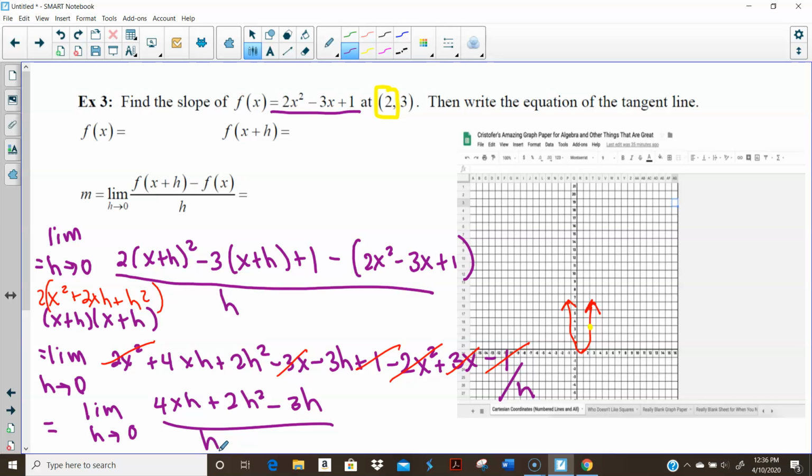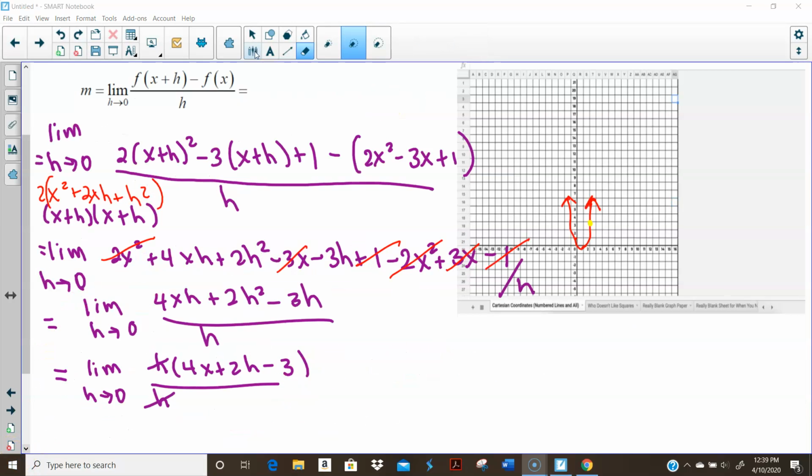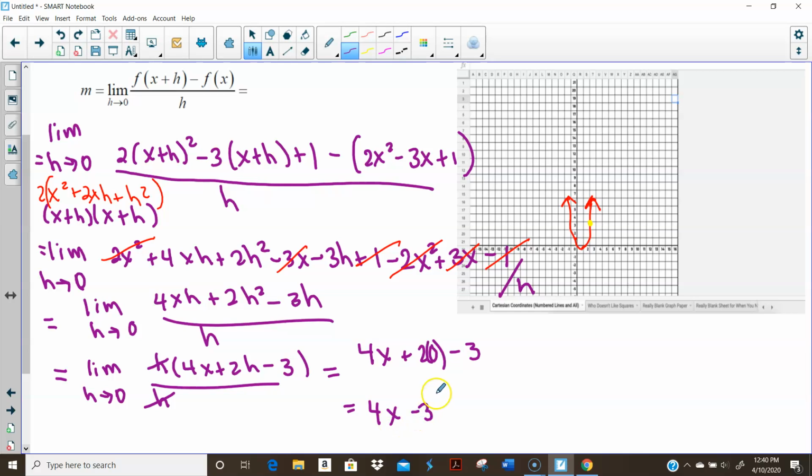And you can see that I have a common h in the numerator. So you can see I factored an h out right there. And once I factor the h out, it will cancel with the h in the denominator. And so now I'm able to use direct substitution by taking 0 and plugging it in for h. So this will leave me 4x plus 2 times 0, subtract 3. And that gives me 4x minus 3.